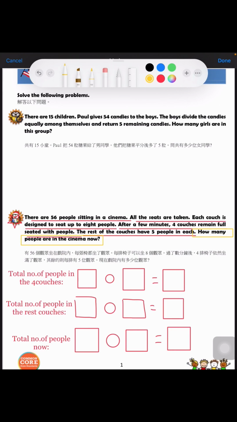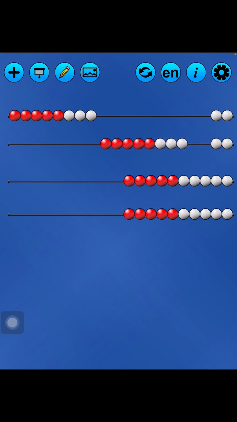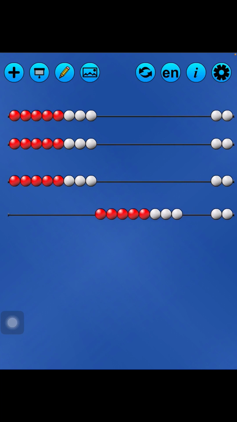First, let's find out the total number of people in the 4 couches. So we have 4 couches and each with 8 people. Therefore, the total number would be 4 times 8. Here we take out 8 beads from each row. And there are 4 couches, so we take out 4 rows. Now can you calculate how many beads there are in total?